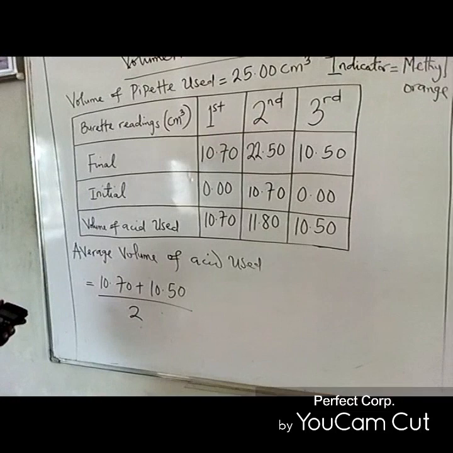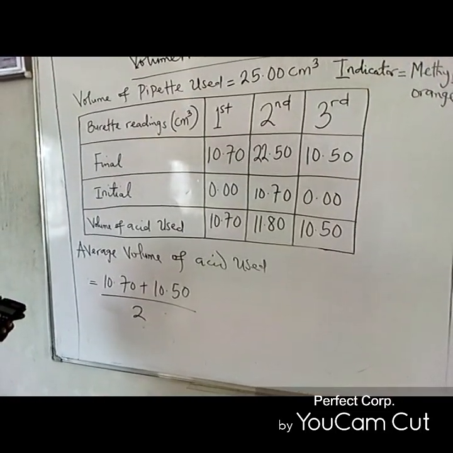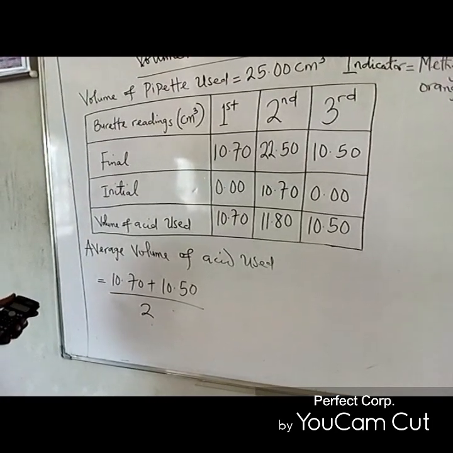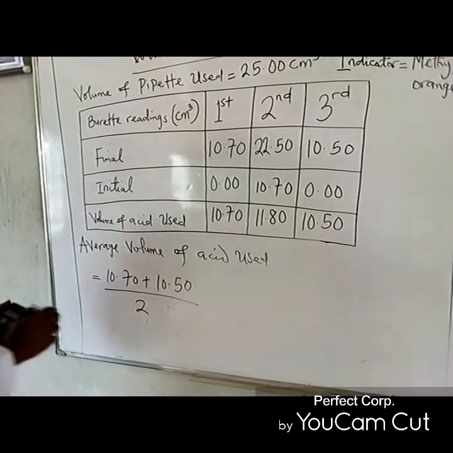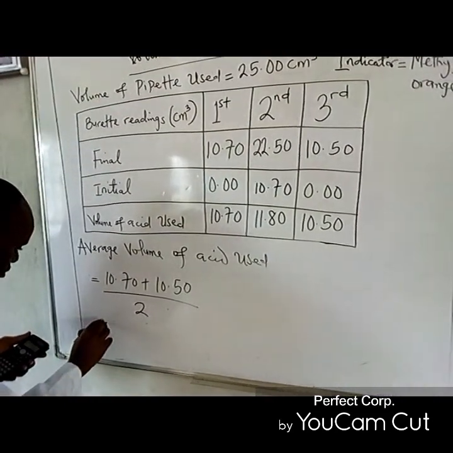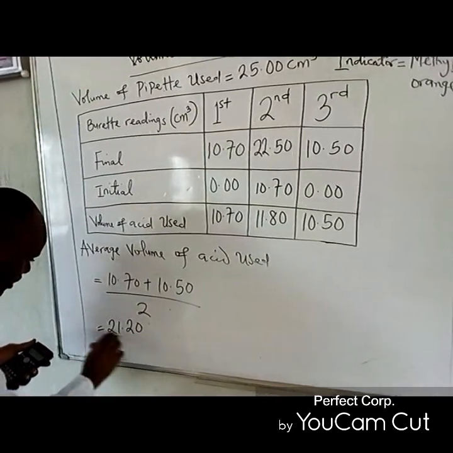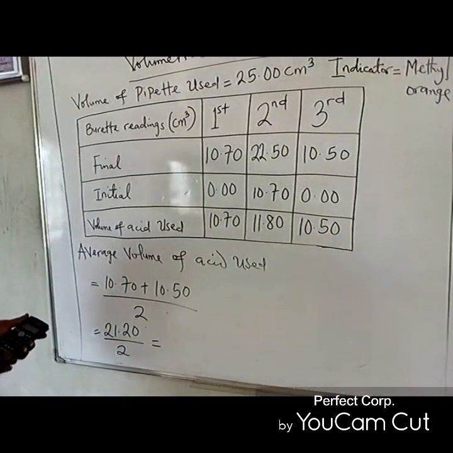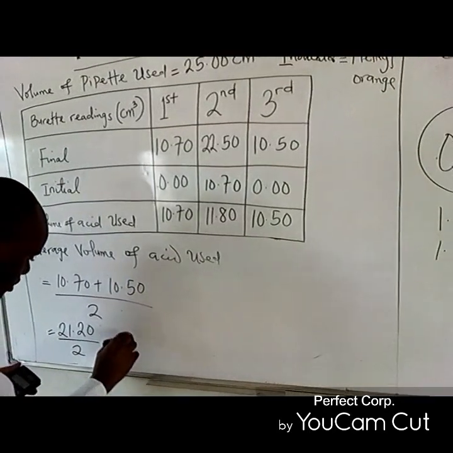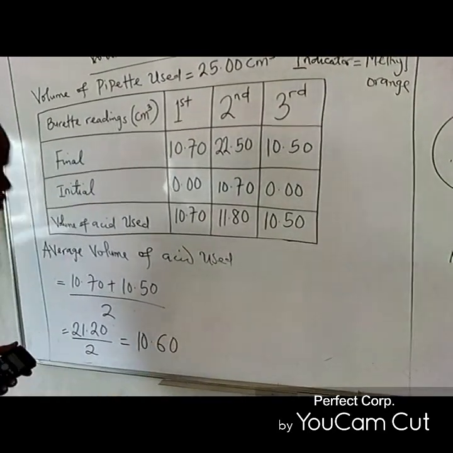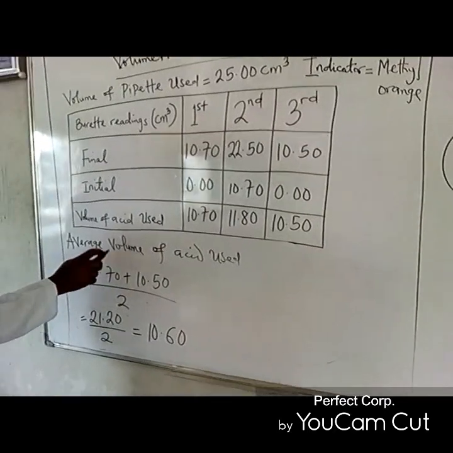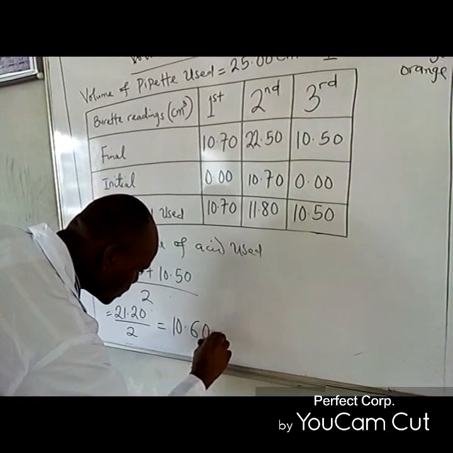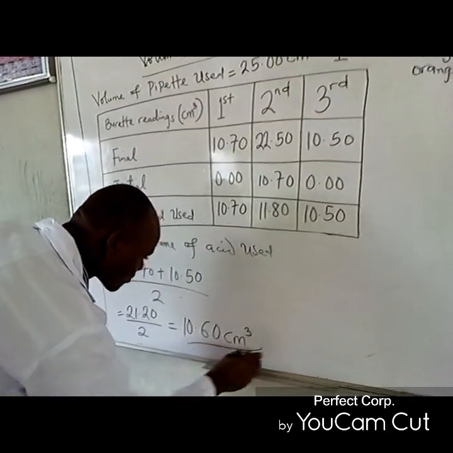Let's quickly see. 10.70 plus 10.50 gives us 21.20. We'll divide it by 2. Obviously, it will give us 10.60. Take note, we are calculating for the average volume, and the unit that we are applying here is cubic centimeter.